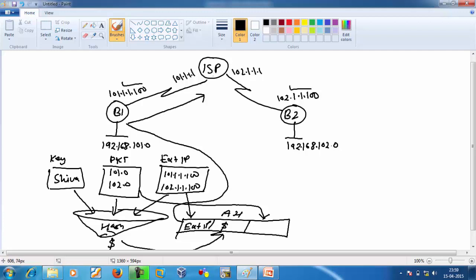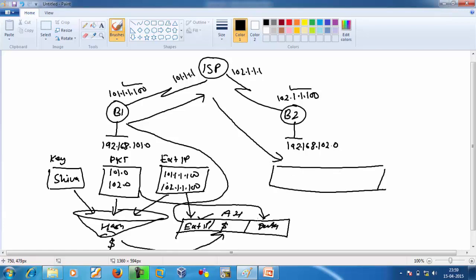What will the ISP check? The ISP will check the external IP, and what is the destination here? 102. It will forward it to branch 2. Then what will branch 2 do? Branch 2 will separate all things, yes, this was our data. Branch 2 will separate the data. AH contains the integrity value and external IP. It will also contain the key, which was implemented by us at the time of session establishment.